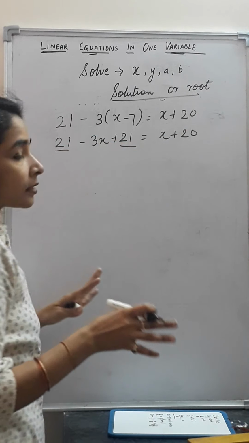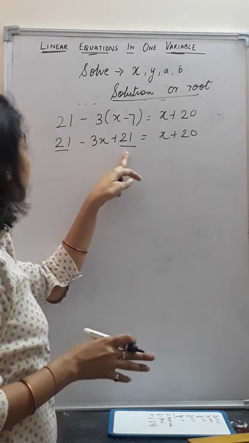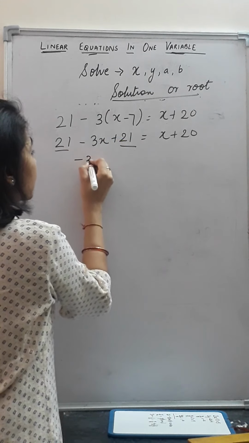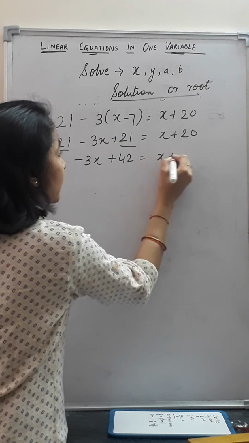We have already studied like and unlike terms in algebra. So these two are like terms. Taking the like terms together, 21 plus 21 gives us 42. So here we have minus 3x plus 42 is equal to x plus 20.